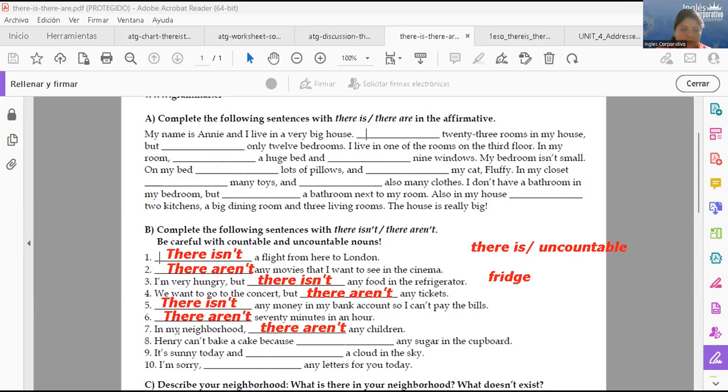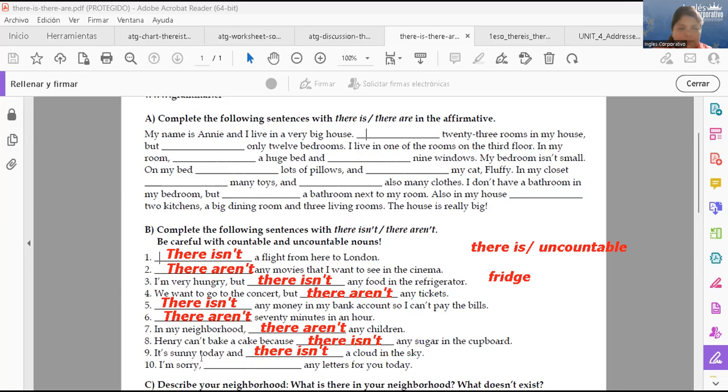Okay, no puede hornear. Okay, pues. There aren't. Can bake a cake with gas? There isn't. Oh, okay. Any sugar. There isn't any sugar in the cupboard. Okay. Nine. What do you think? Sunny. It's sunny today. Any? Yes, what do you think? There isn't, there aren't. It's sunny today. And? Yes, right? There isn't. Okay, there isn't a cloud in the sky.